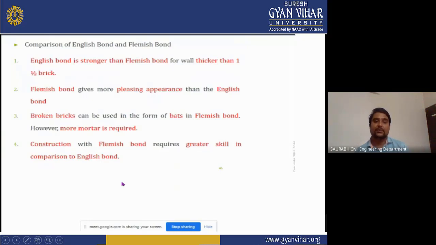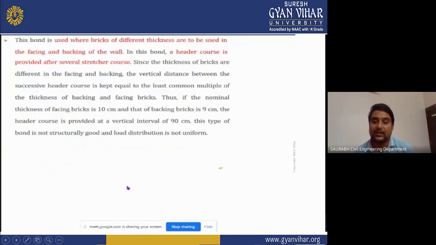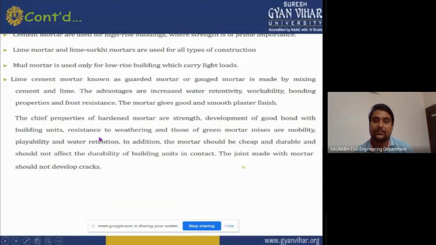Broken brick can be used in the form of batt in the Flemish bond. However, more mortar is required. Construction with the Flemish bond requires greater skill in comparison to the English bond. Cement mortar and lime surki mortar are used to do the construction of all kinds of structure. Mud mortar is also used for the low-rise building and which carries light weight.